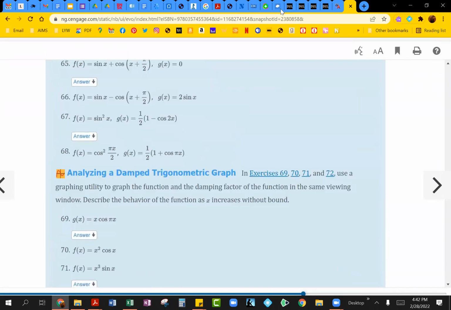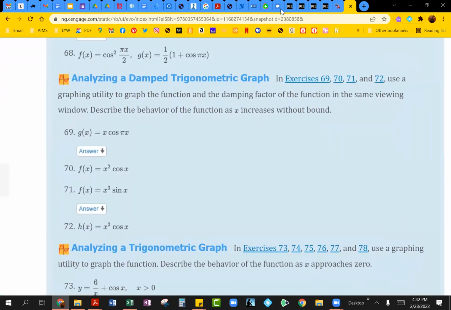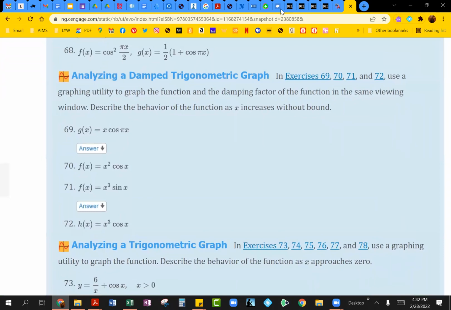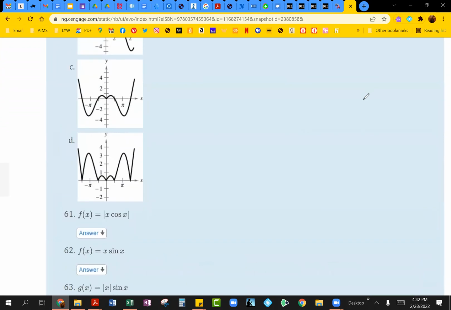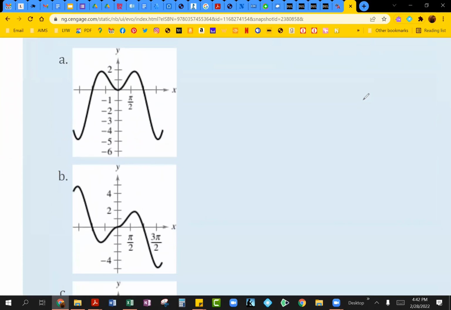Was this the example I was looking at? Yeah, I think so. So if you look at these examples over here, this one is saying use a graphing utility to graph the function and the damping factor of the function in the same window and describe the behavior as x increases without bound. And I think they actually had asked us to do that here also: describe the behavior as x approaches 0. So in this case, you would have to see what behavior your graph is doing as it gets closer to the origin.